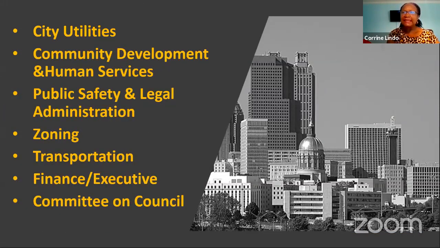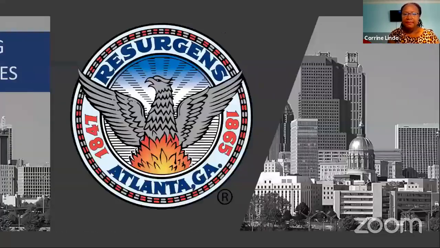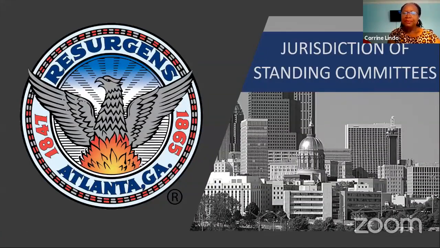So the Atlanta City Council is also made up of 7 committees. We have the City Utilities Committee, the Community Development and Human Services Committee, the Public Safety and Legal Administration Committee, our Zoning Committee, our Transportation Committee, a Finance Executive Committee, and the Committee on Council. And I'll go through what the jurisdiction of these particular committees are.